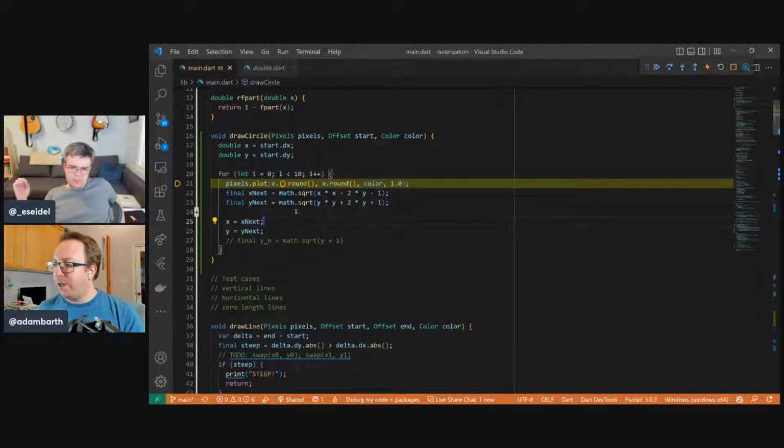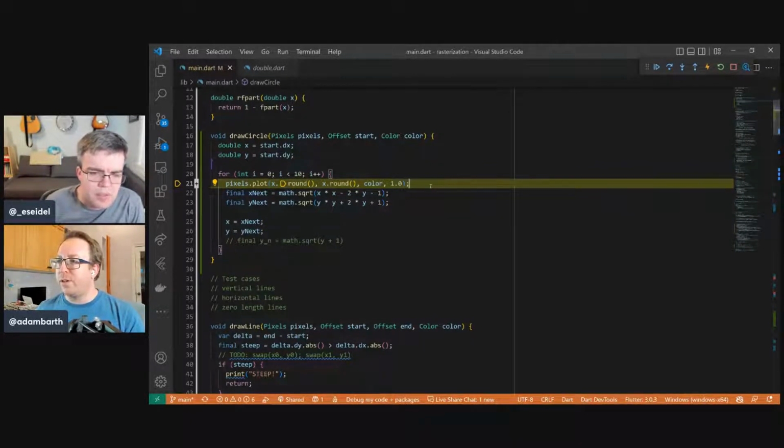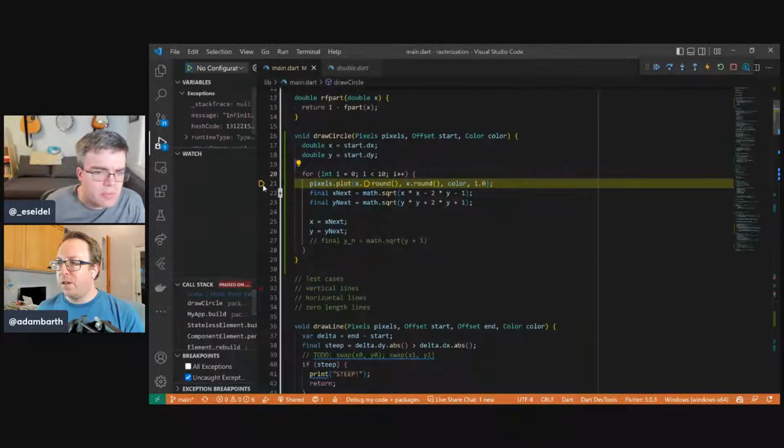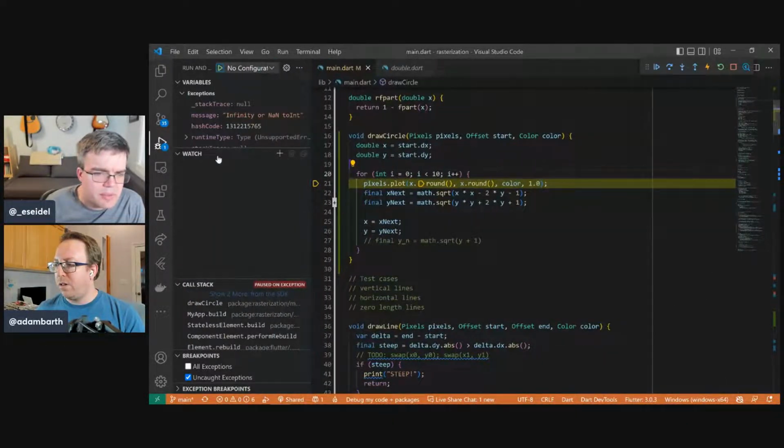Something's got to be infinity. I mean, we could also just print. Well, we're in the debugger, right? What does the debugger say is going on? We are in the debugger. Infinity or nan to int.